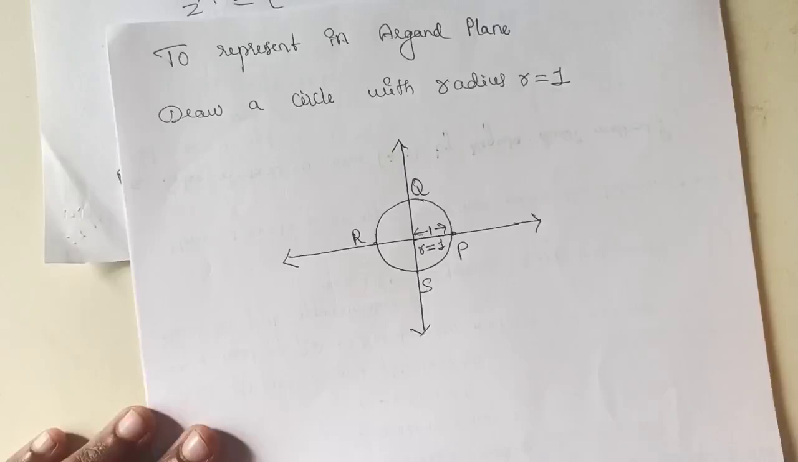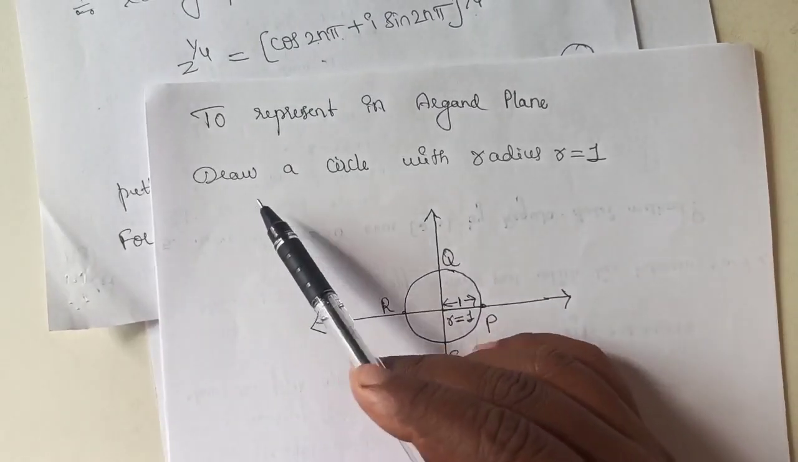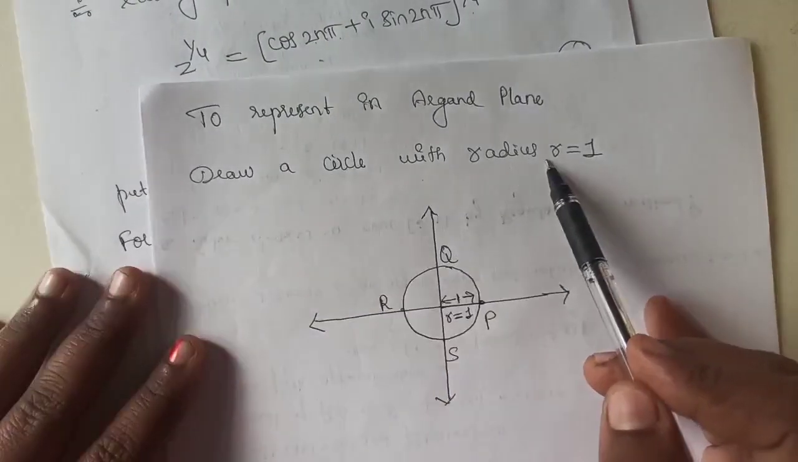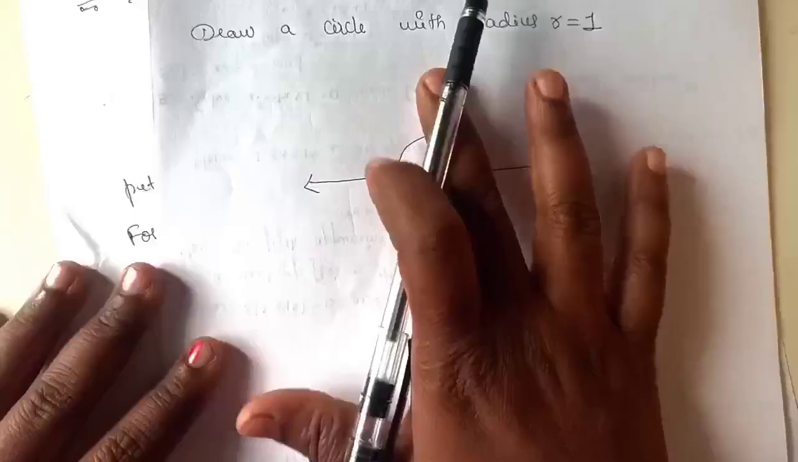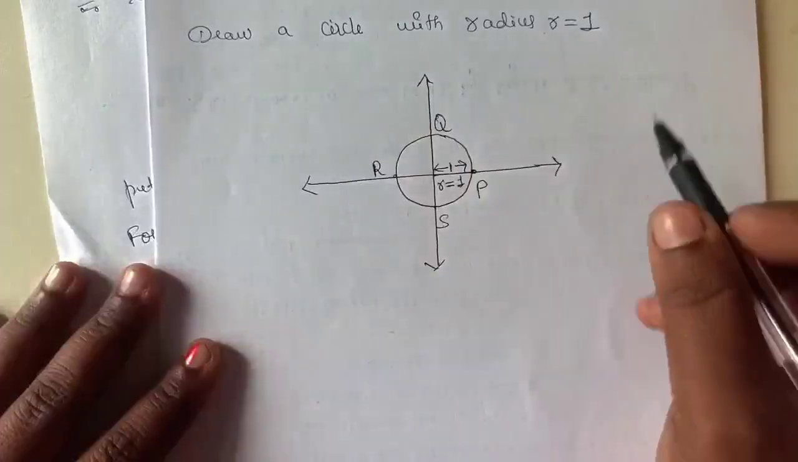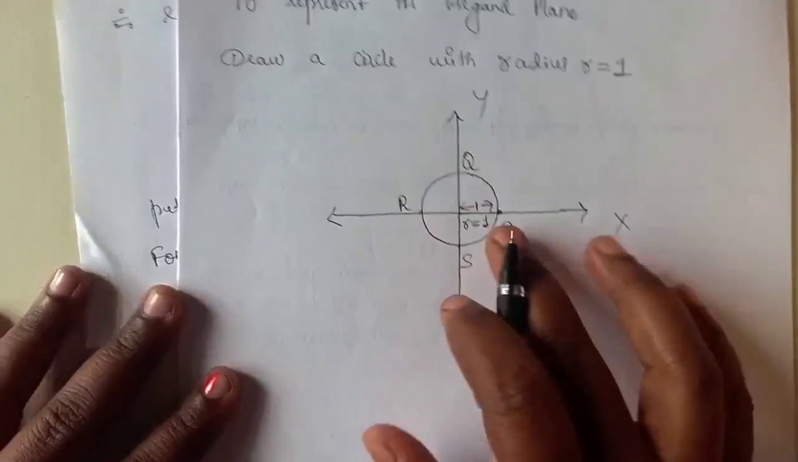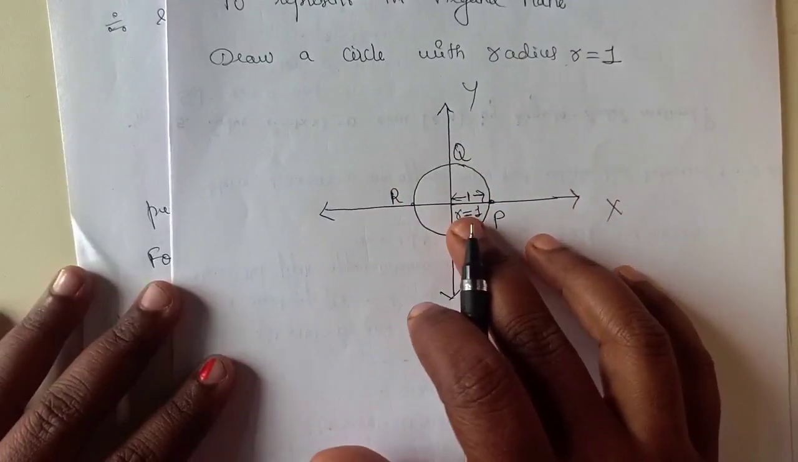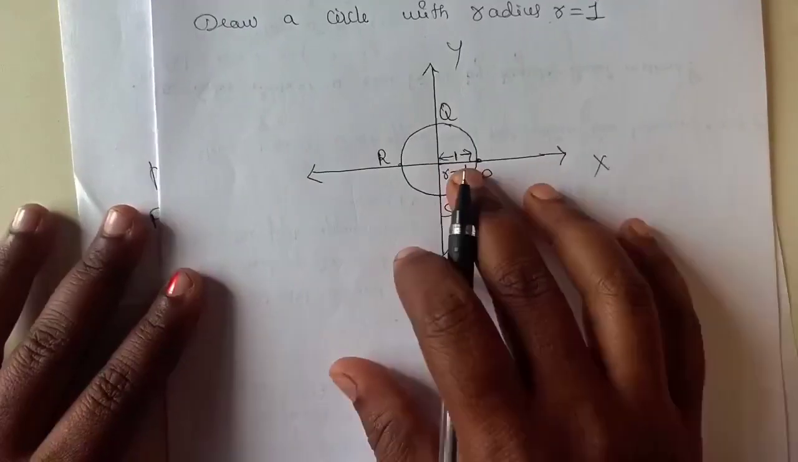Okay, now we draw a circle with radius r equals 1. So this is the Argand plane, that is the x-axis and y-axis. Here we have drawn a circle of radius 1. So this is the circle.